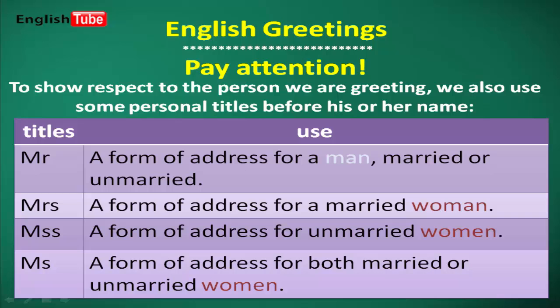The last title is MS. You've got here one single S. It is pronounced Ms. Okay, your attention. S is pronounced Z. Ms. So it is a form of address for both married or unmarried women. إذا بالنسبة للنساء أو الفتيات المتزوجات أو غير متزوجات we say Ms. في كلا الحالتين we say Ms.